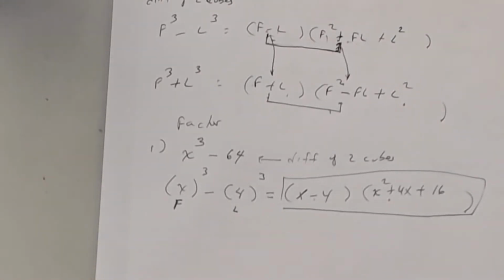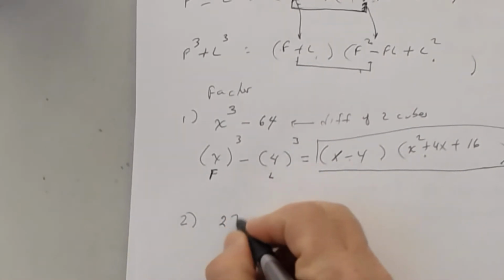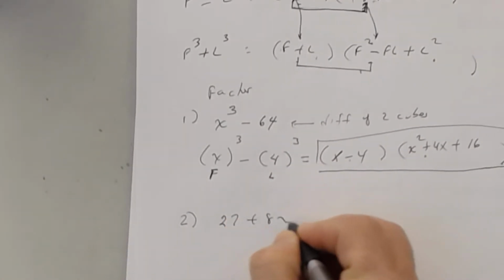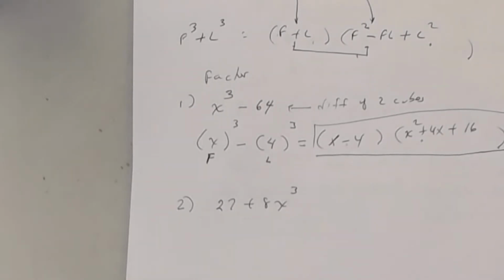All right, number 2. Let's suppose in number 2 we had this. Suppose we had 27 plus 8x cubed. 27 plus 8x cubed. What's the GCF? 1. Y'all agree? Mm-hmm. All right. How many terms do you see?